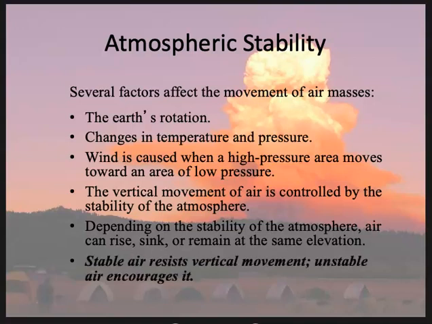So stable air resists vertical movement. Our photograph in the background, that's unstable air. There's vertical movement, and we can see that not only caused by the fire, but the kind of day it is with the temperature. So unstable air, heat is going to rise freely. In stable air, we have very little vertical movement. We only have horizontal movement.